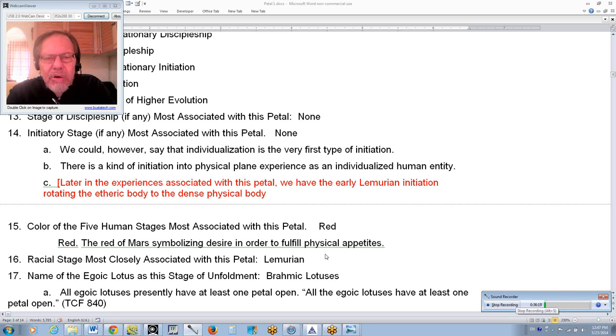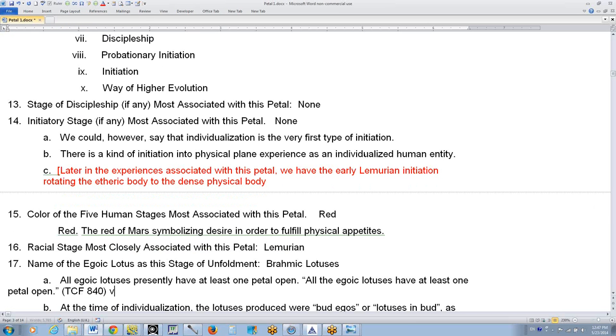The name of the egoic lotus at this stage: Brahmic lotuses. All egoic lotuses presently have at least one petal open. He says all the egoic lotuses have at least one petal open, and I say, but how far open? That is the question.